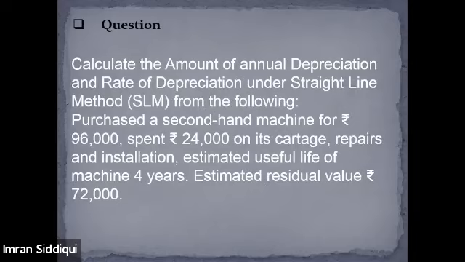We'll discuss this question. It says calculate the amount of annual depreciation and rate of depreciation under the straight line method from the following information. Purchase a second-hand machine of rupees 96,000. Spend 24,000 on its cartridge, repair and installation. Estimated useful life of machine is 4 years. Estimated residual value is rupees 72,000. So considering this, we need to find out the depreciation, but by the straight line method.